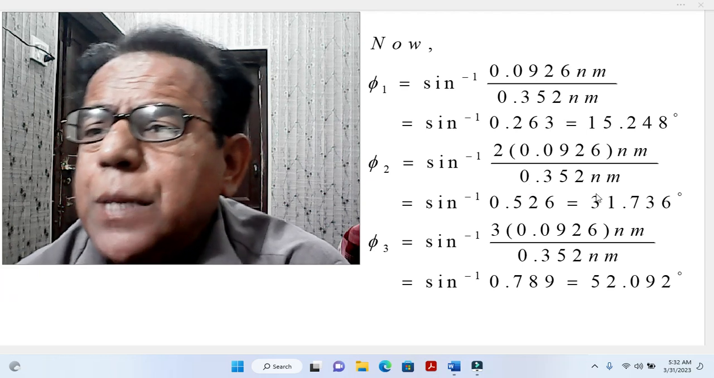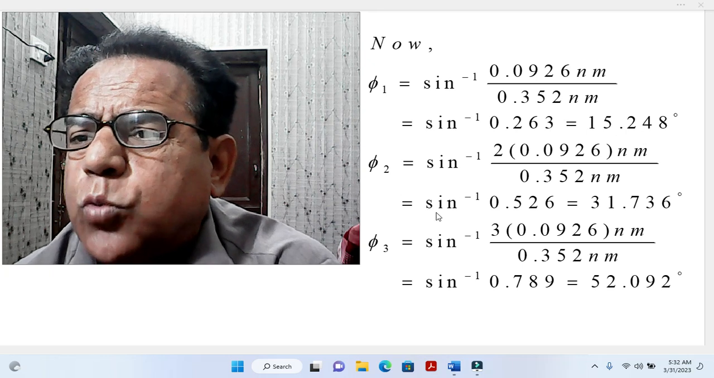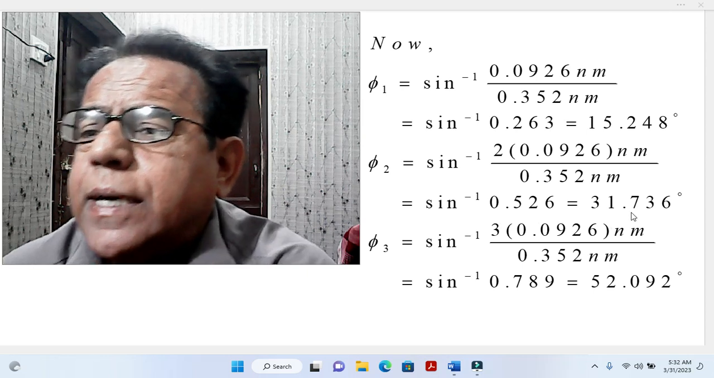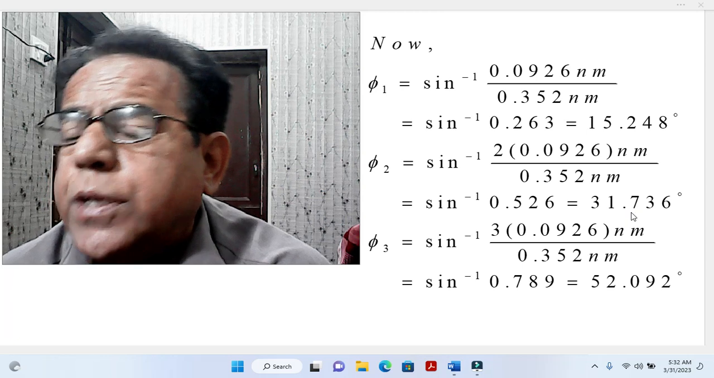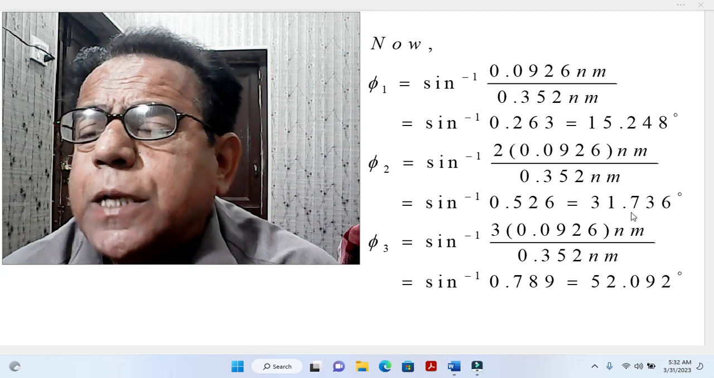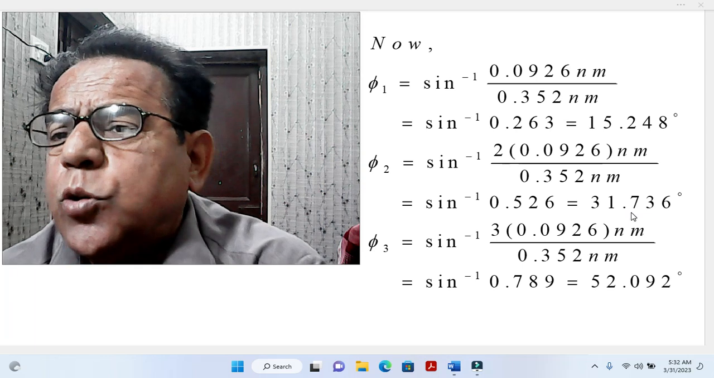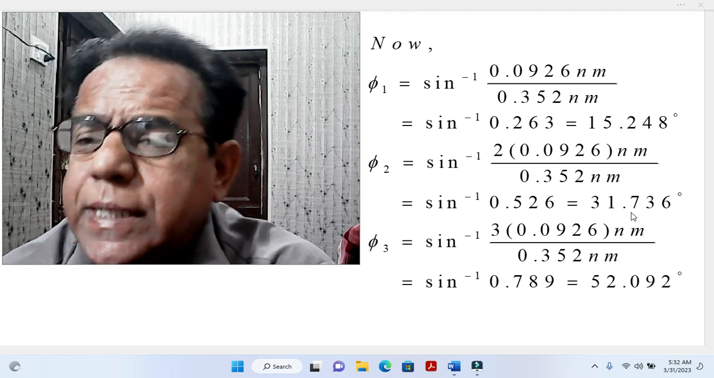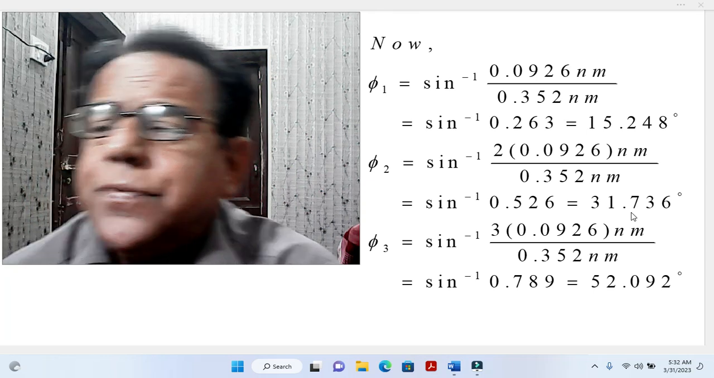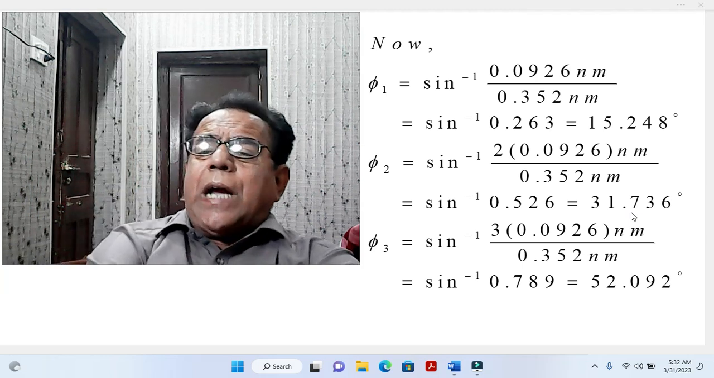So phi 1 becomes equal to 15.248 degree. Phi 2 becomes equal to sine inverse 0.526, and its value becomes 31.736 degree. Dear students, we are seeing that the value increases as multiples of 0.263. For phi 2 it has become 0.526. For phi 3 it has become sine inverse 0.789, and its value has become equal to 52.092 degree.